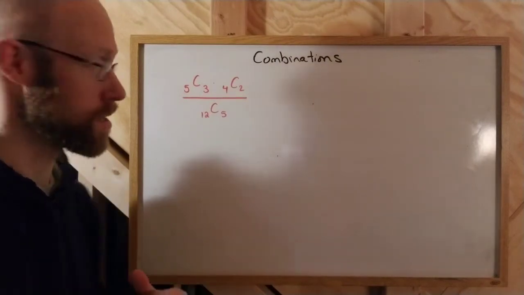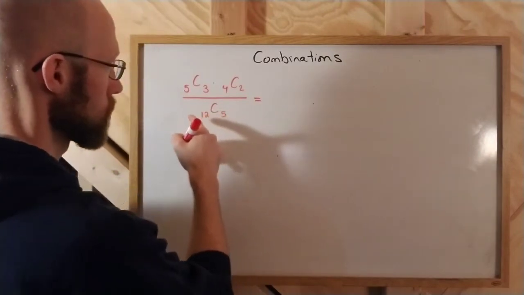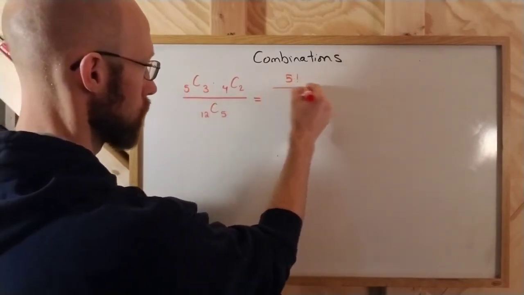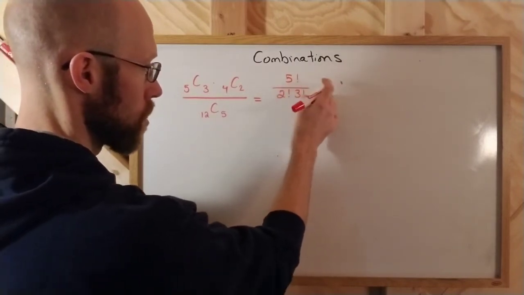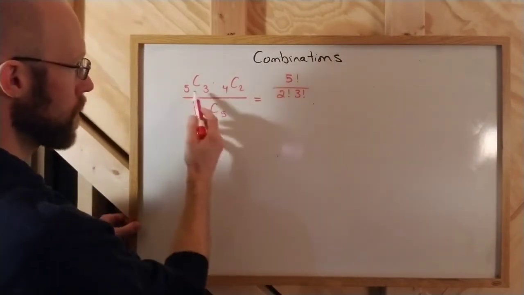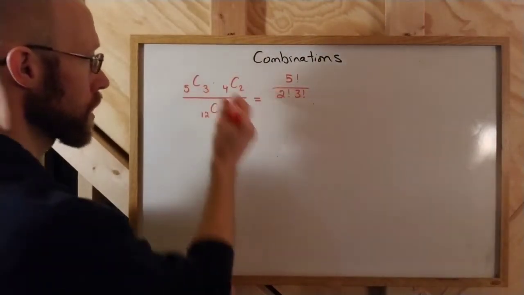It kind of works out nicely that way. So maybe I'll try it that way. If I were to look at this as 5 choose 3, that's 5 factorial over 2 factorial 3 factorial. Again, you always want the n on top, the r on the bottom, and then the difference between the 2 on the bottom as well for these combinations. So that's the first fraction.